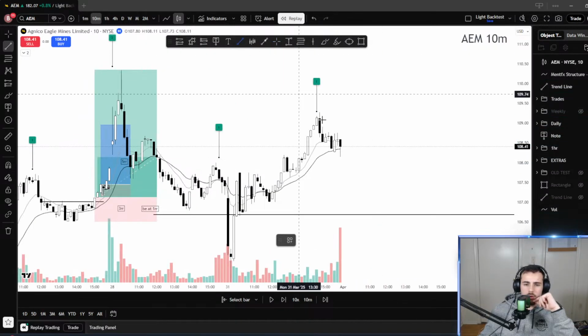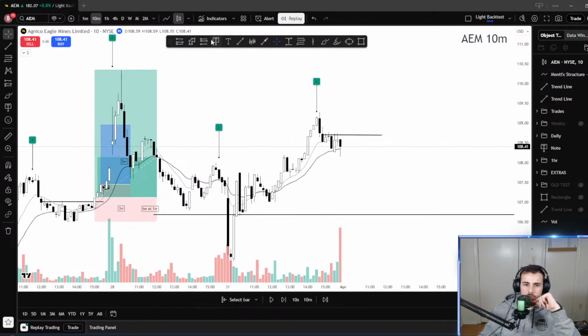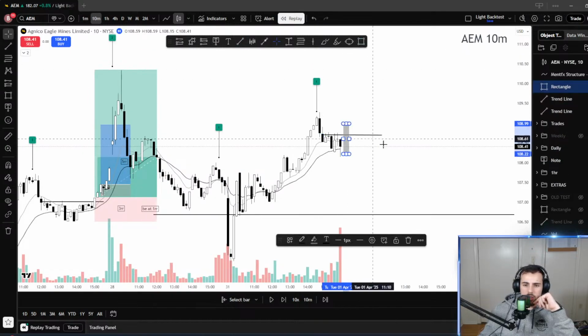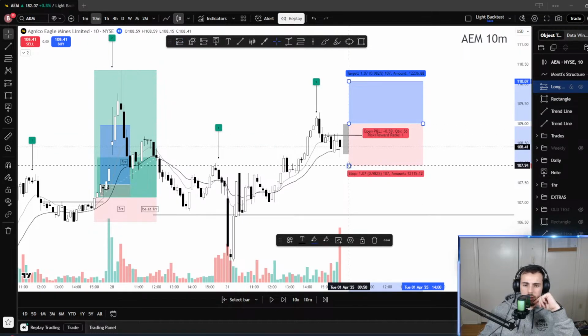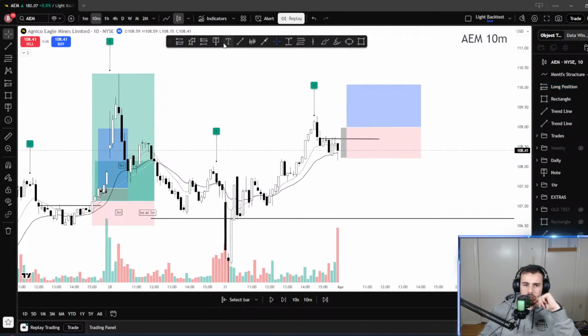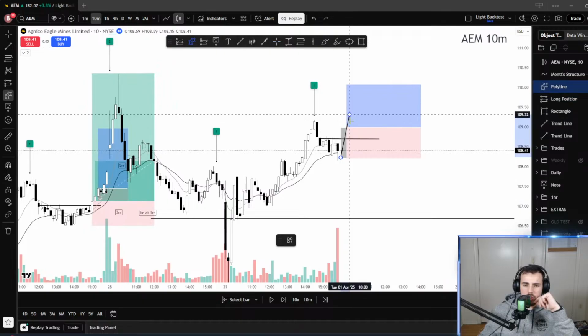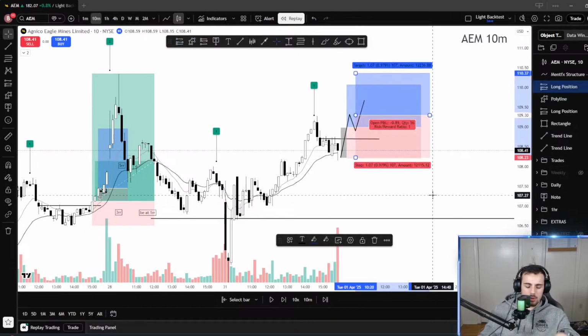On the 10-minute, we wait for the sign of accumulation. If we get a candle over this area here, I will enter right there. And then if price makes that accumulation and then creates a pullback, I will have another entry right here. Okay.